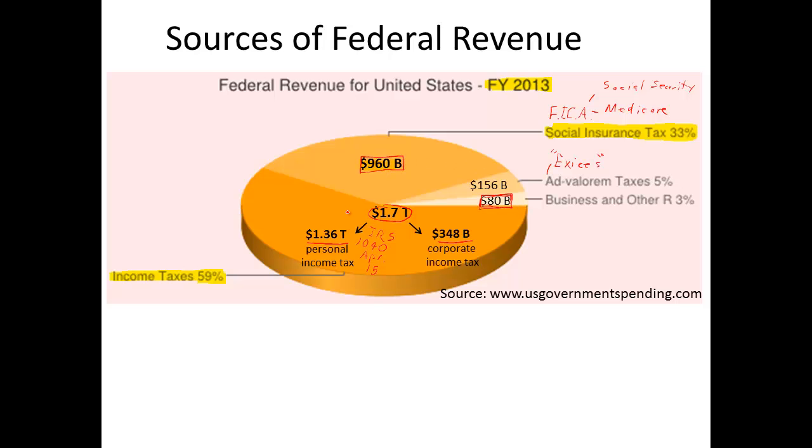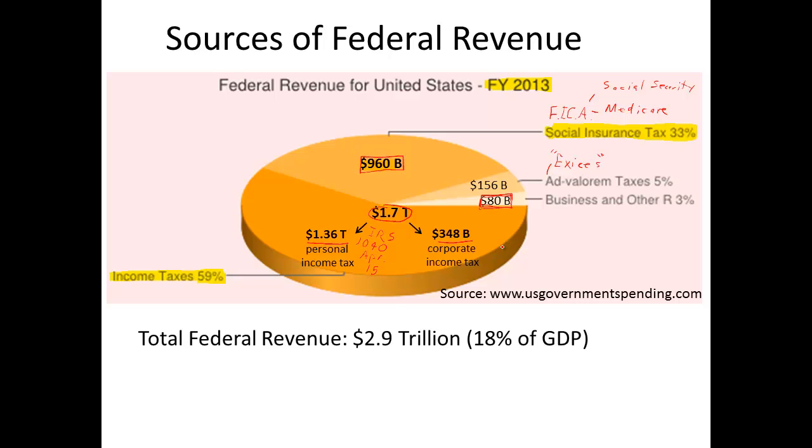So here's a breakdown of government revenue. If you add all these numbers up, you'll see that the federal government is going to collect about $2.9 trillion this year. These numbers are pretty big, so we want to think about them in terms of another big number that we're familiar with, which is GDP. Currently GDP is about $15.5 trillion or so. We divide that into GDP, and we find that it works out to 18% of GDP.